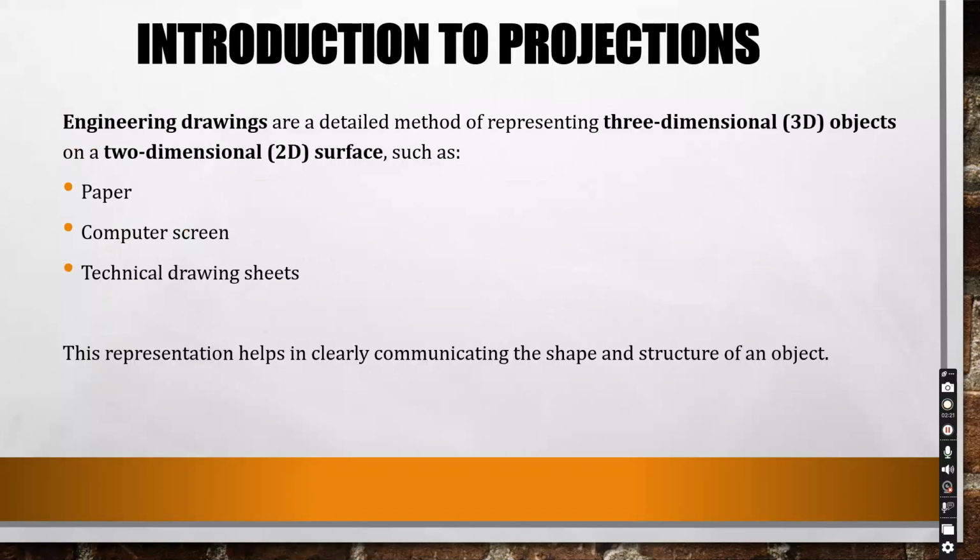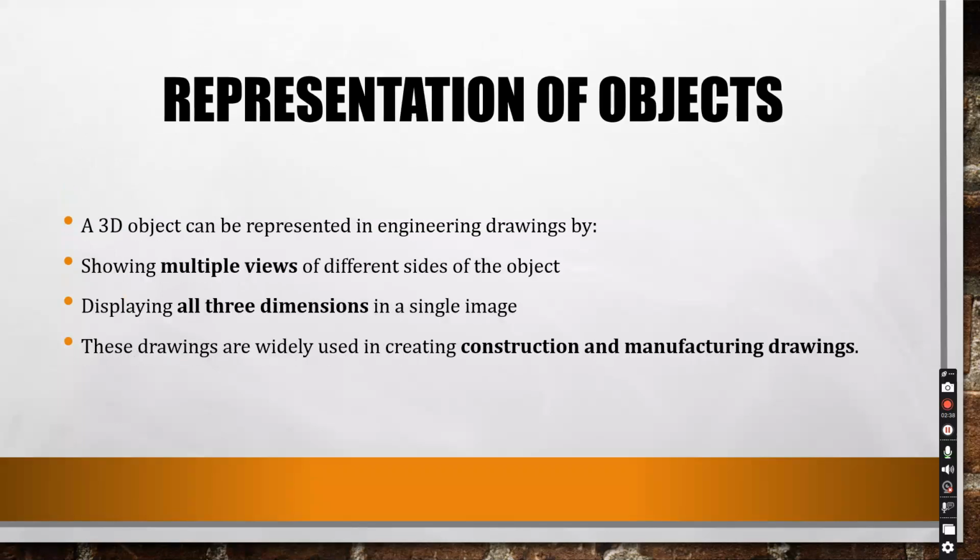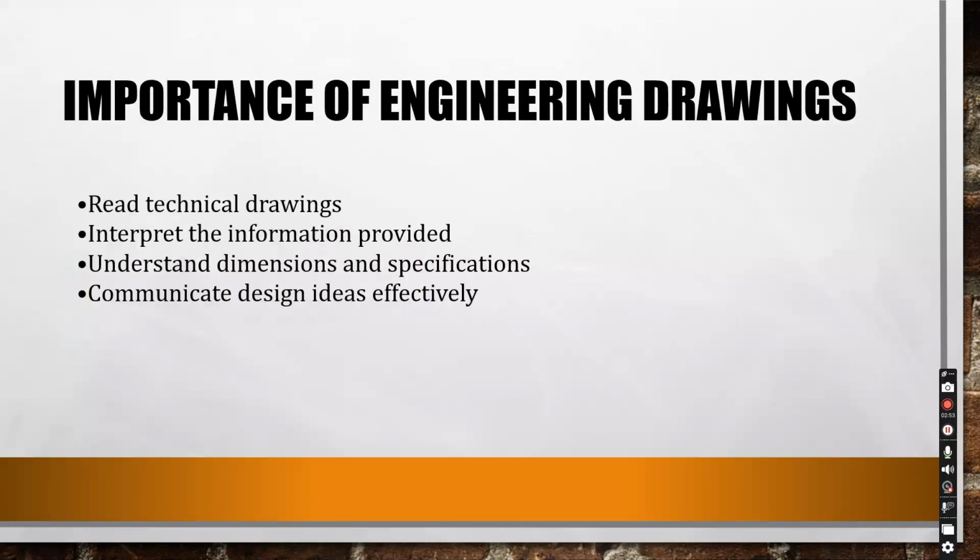Introduction to projections. Engineering drawing is a detailed method of representing three-dimensional objects on two-dimensional surfaces, such as paper or a computer screen, as technical drawings. These representations help in clearly communicating the shape and structure of an object. The representation of the object in an engineering drawing shows multiple views of the three-dimensional object in a single image, which is used to create construction and manufacturing drawings. Importance of engineering drawings: to read technical drawings, interpret the information provided, understand the dimensions and specifications, and communicate design ideas effectively.